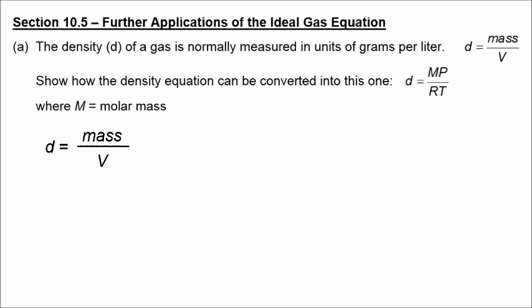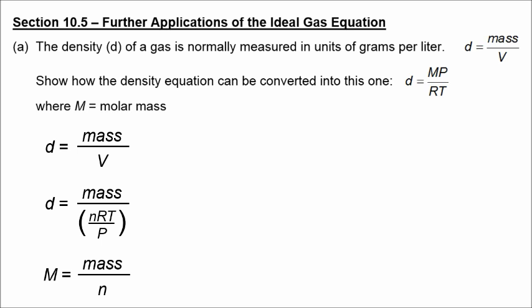Volume is equal to nRT over P. So we've substituted for volume. We know that molar mass is mass divided by moles.